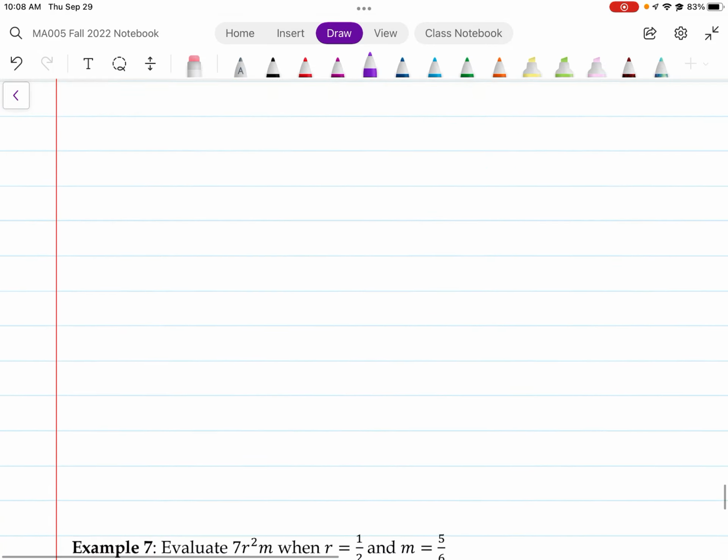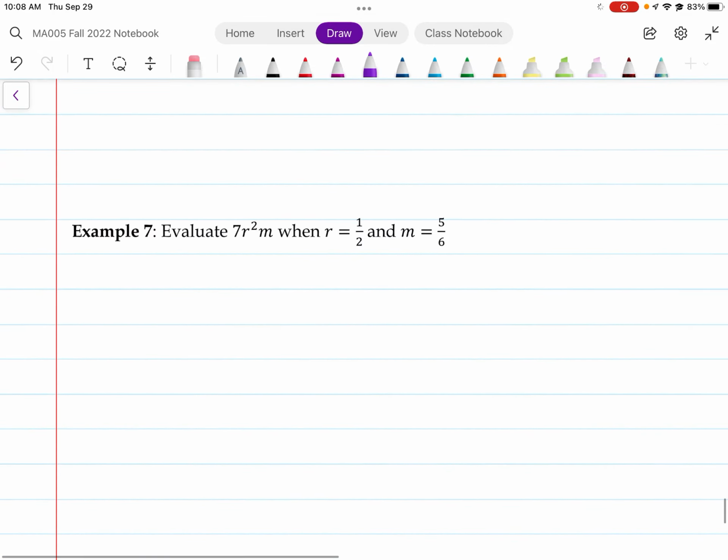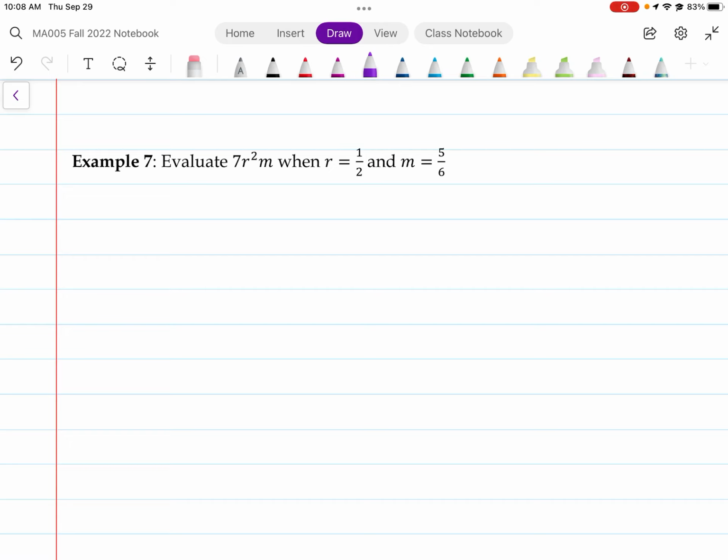All right, so here's another one. Evaluate that when we have two different numbers. Give that one a try, see what you can do with it. All right, so I've got 7 times something squared times something else. So this is where my r goes and this is where my m goes. So I'm going to take my r and put in that 1/2 right there. And I'm going to take my m and put my 5/6 right there. So now just work it like you would anything else.